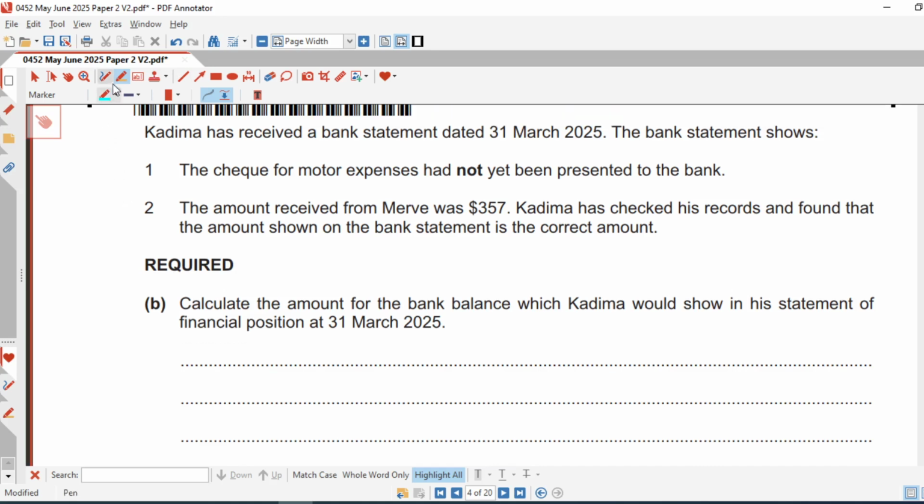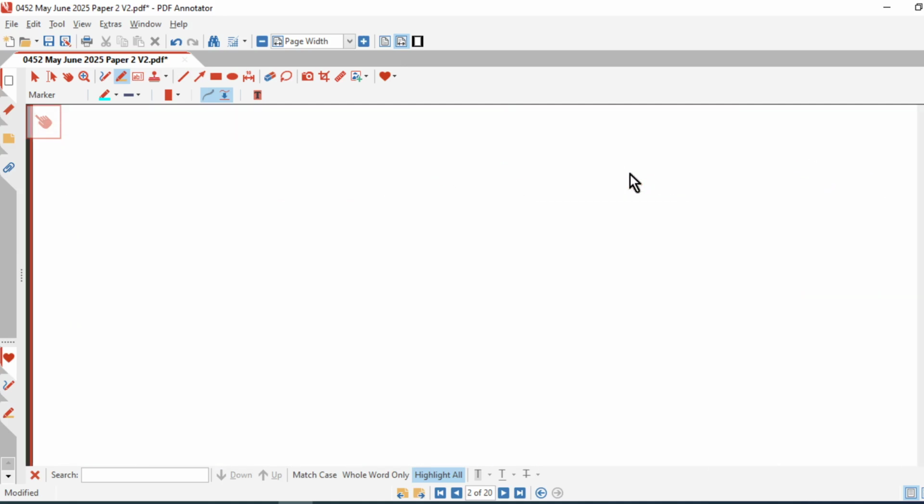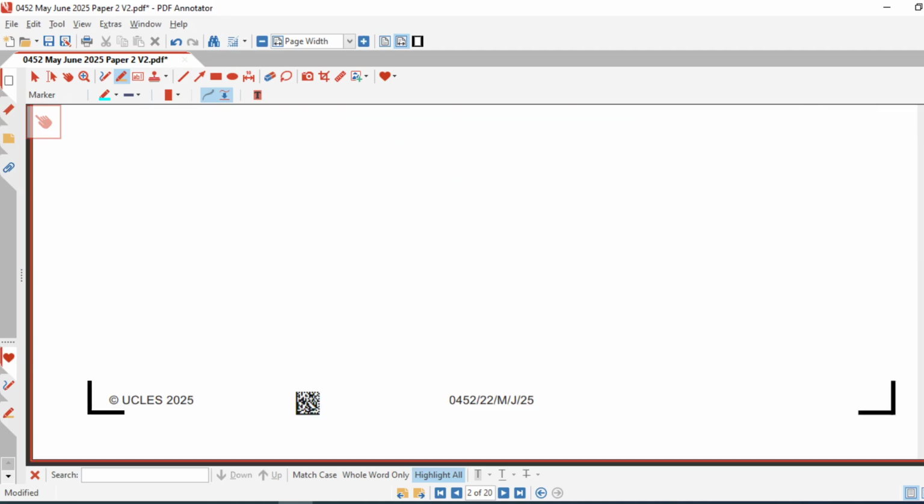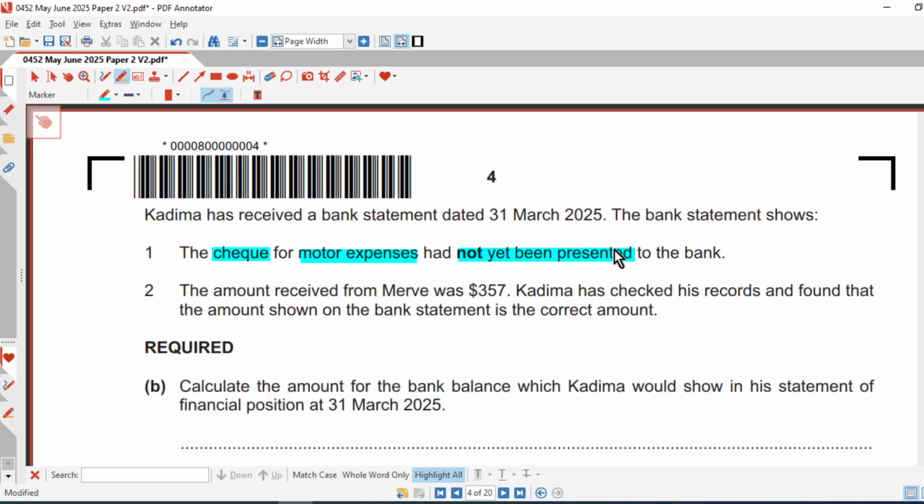So Karima, right here, she received a bank statement dated 31st March 2025. The bank statement shows that number 1, the check for motor expenses had not yet been presented to the bank. Now, what are they talking about? This is the transaction on the 30th. You paid motor expenses $91 by check. So at the end of the month, this check was not cleared, right? It was not cleared by the bank.